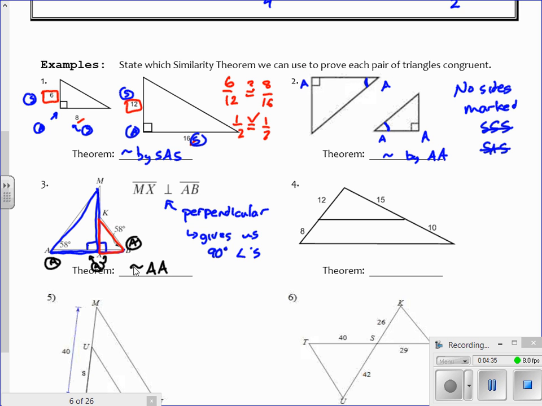Number 4, a little bit tricky. I'm going to go ahead and label some points on here.